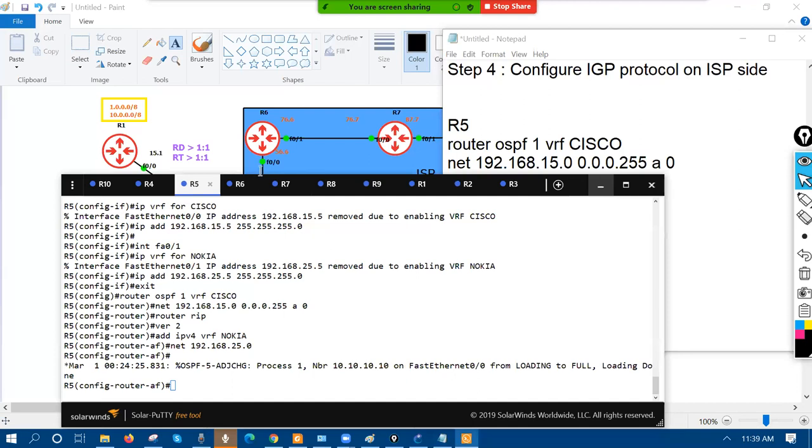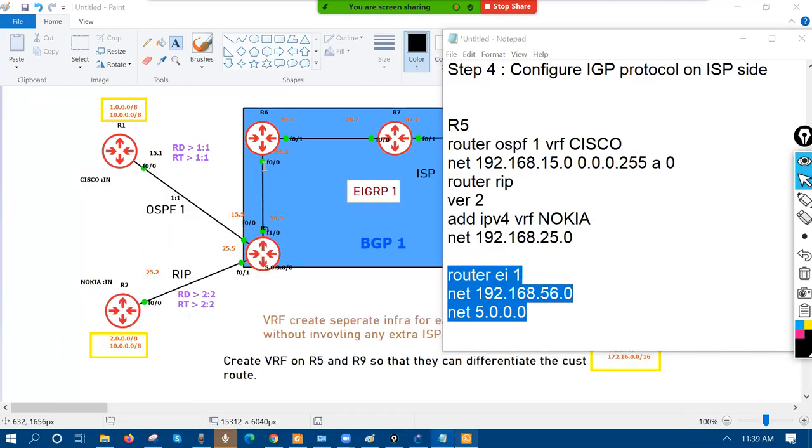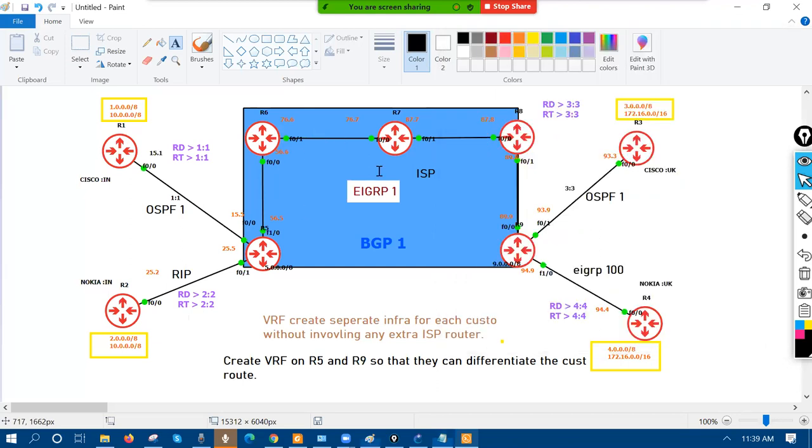Now for this configuration, EIGRP number 1, for this, which route? The ISP inside route, this interface. After running the IGP protocol, they can form the neighborship and LDP will be exchanged over there, because LDP is enabled on this side, right? And MPLS will be enabled in the service provider network, because this guy is also enabled with MPLS, right?